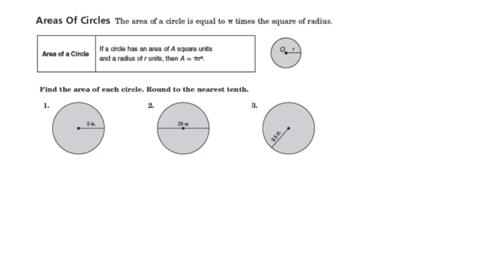By the end of this lesson, you'll be able to find the area of a circle and the area of a sector, which is a part of a circle. So the area of a circle is equal to pi times the square of the radius, or pi r squared.